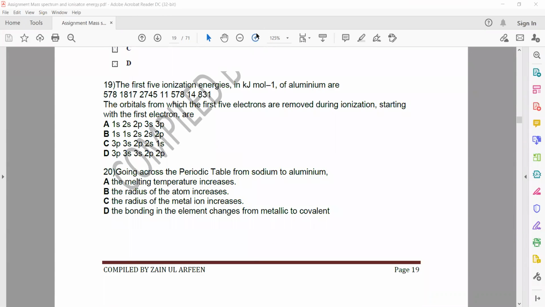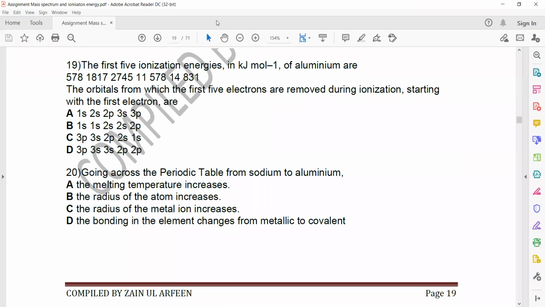In question 19, the first 5 ionization energies in kilojoules per mole for aluminium are given. What are the orbitals from which the first 5 electrons are removed? Aluminium is 13 and 27. So the electronic configuration is 1s2, 2s2, 2p6, 3s2, 3p1. An electron is always removed from the outermost shell first. So we remove from 3p, then 3s, then 3s, then 2p, then 2p. So D is the right answer.